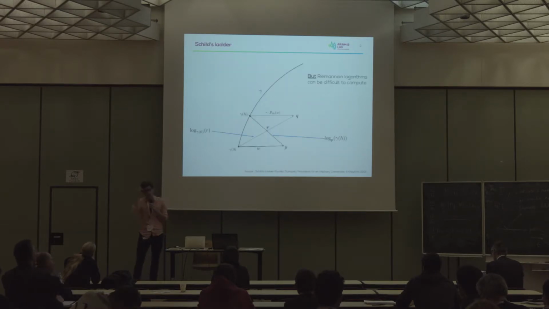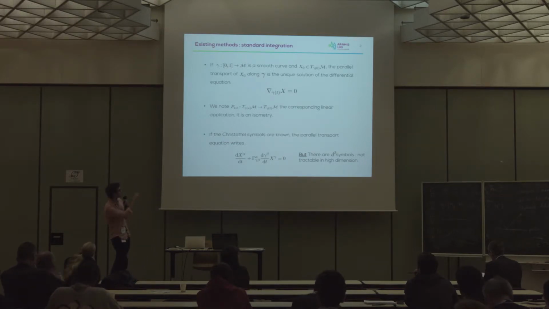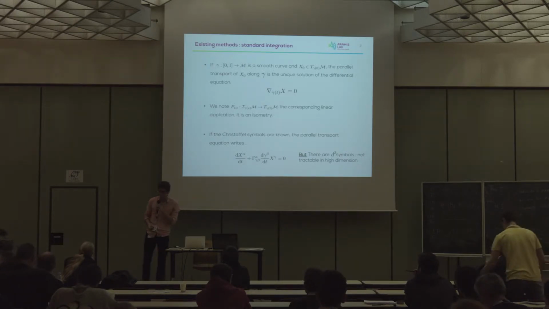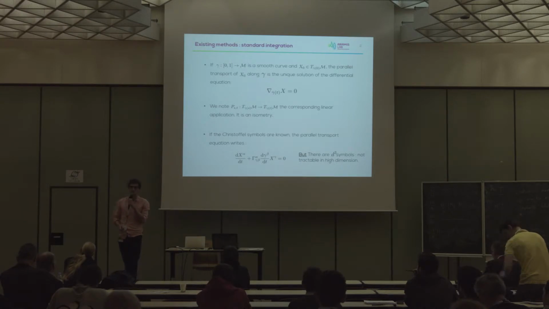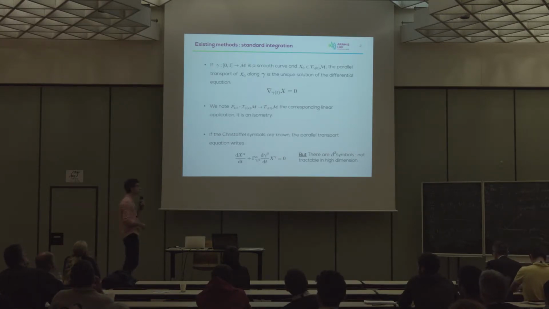Now the existing methods to compute a parallel transport are quite expensive unless you have specific features on the manifold you're considering. So if we come back to the definition, if gamma is a curve, transporting a vector along gamma amounts to solving an ordinary differential equation. And if you have a system of coordinates, this equation is written like this in terms of the Christoffel symbols. It's the most standard way to write it.